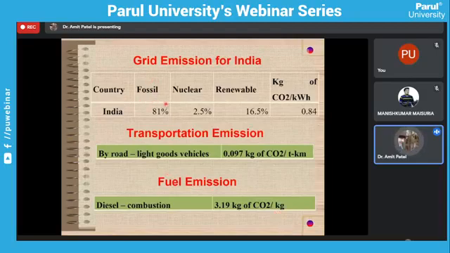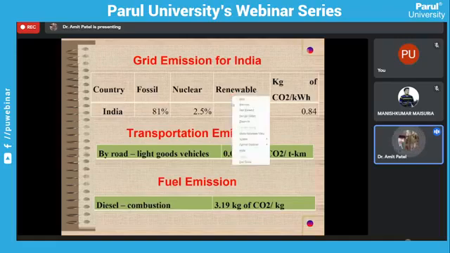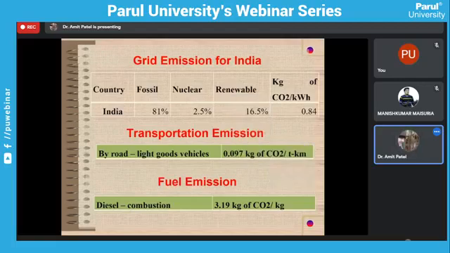One is fossil fuel, one is nuclear, one is renewable. Only 16% is coming from renewable. It's a very small component. The rest is having a lot of emission.